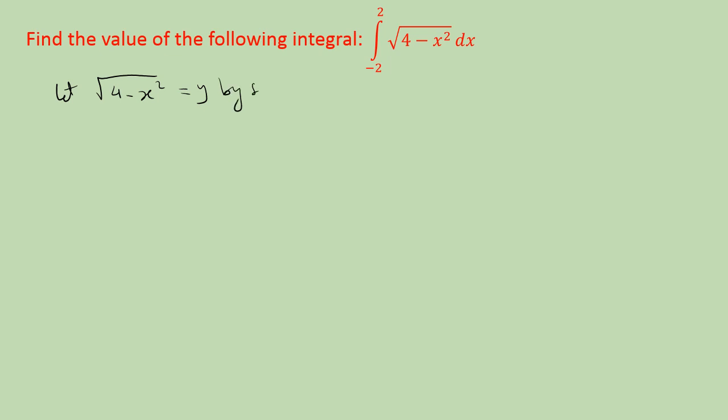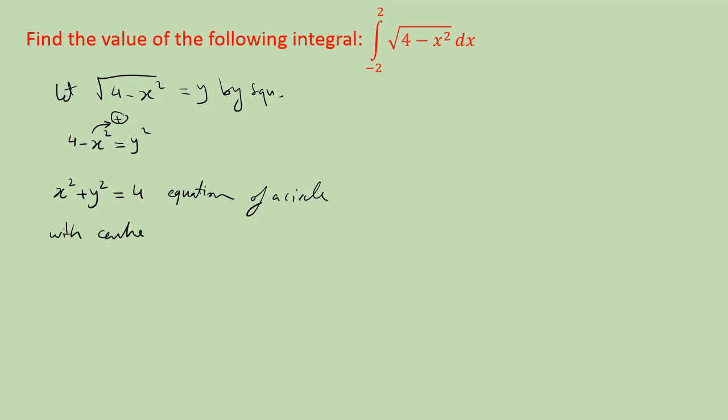By squaring both sides we get 4 minus x squared is equal to y squared. Taking x squared to the other side with different sign, we get x squared plus y squared equal to 4. And this represents an equation of a circle with center at the origin, and with radius length 2.